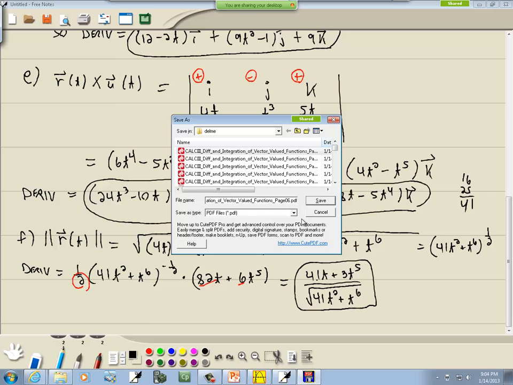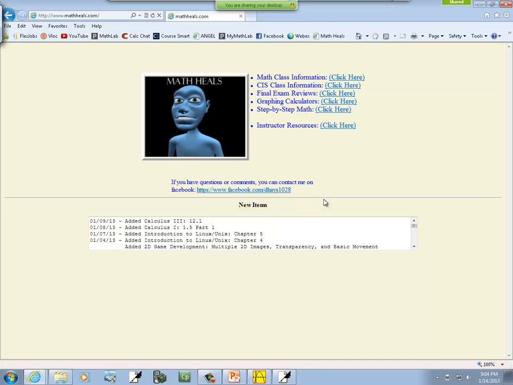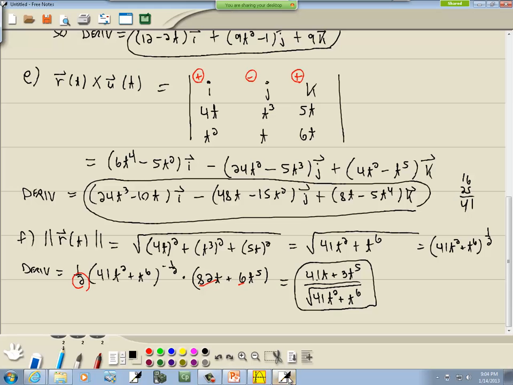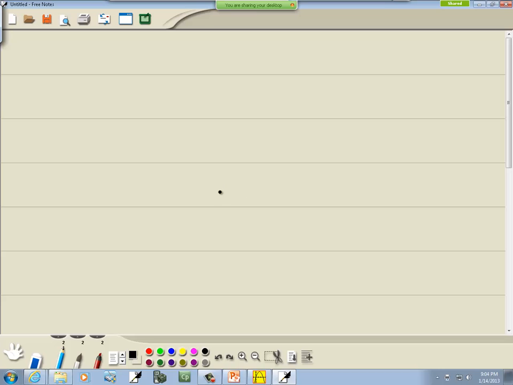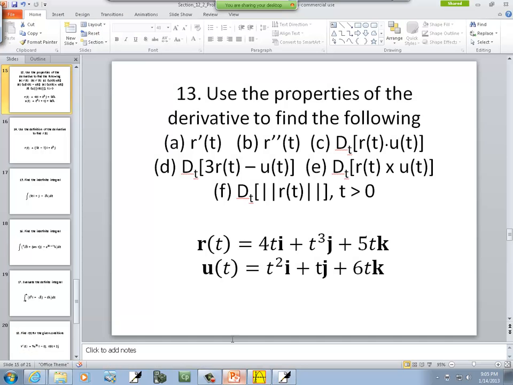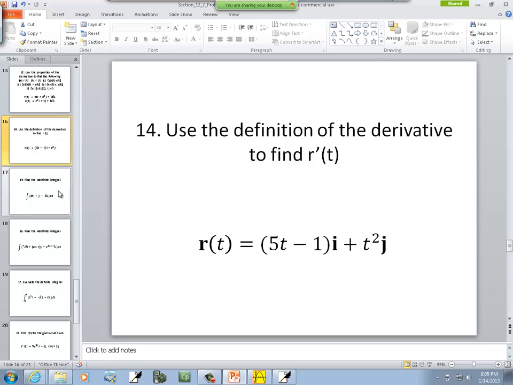Now they've got some formulas for handling derivatives of cross products and so forth. When I looked at them and tried them on a few problems, I didn't see where they saved a lot of work. But on some problems they might. So that's up to you whether you want to use them. I'm not going to force you to. Now this one is telling us to use the definition of the derivative to find r prime. So let's see what in the world that's referring to.